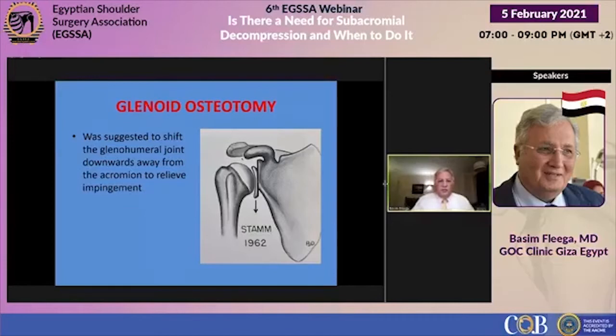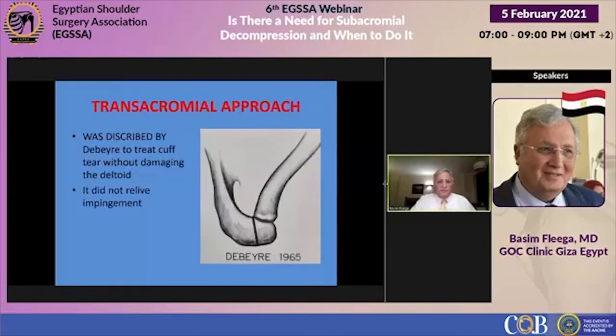Some, in '62, suggested shifting the glenohumeral joint downwards by making a glenoid osteotomy so that it would be away from the acromion to relieve impingement. A transacromial approach was described by Debeyre to treat cuff tear without damaging the deltoid. It did not relieve impingement.